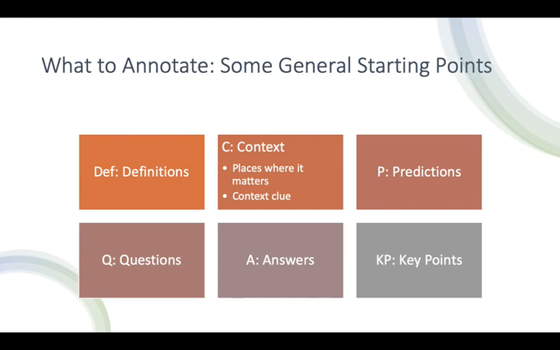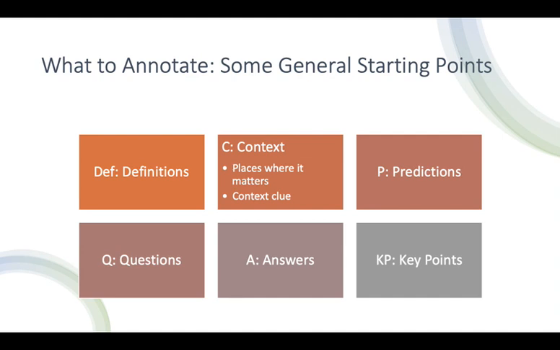Next one, context. Context can be really important, especially when you're reading for literature or sometimes for the social sciences. Context can mean places where something matters. You're reading something and, because you know something about the author or when this was written, you know that a specific historical event or cultural event really matters here, even though it's not directly brought up in the text. Being able to make that connection to something outside the text can be really helpful.